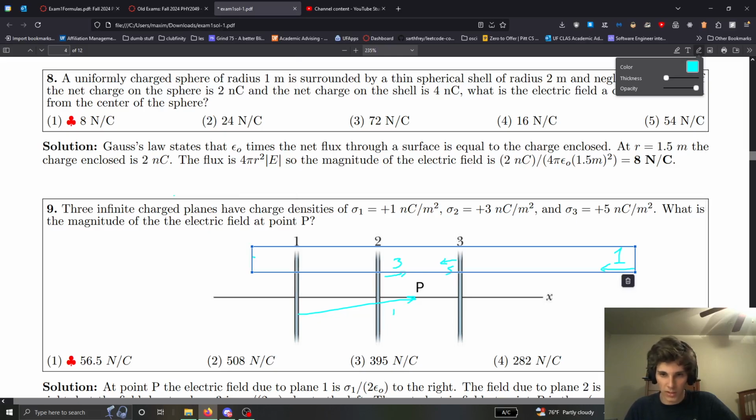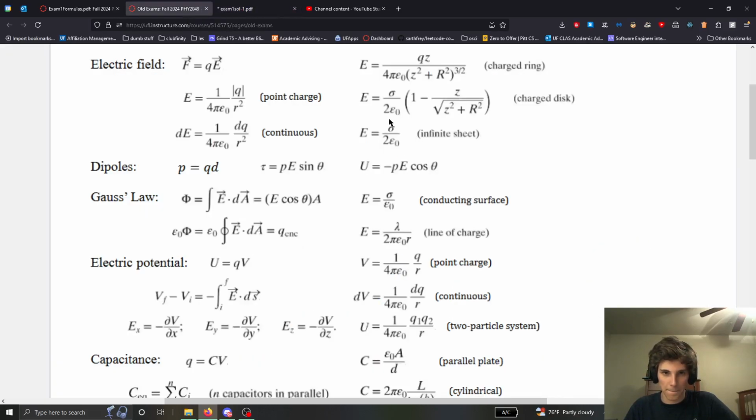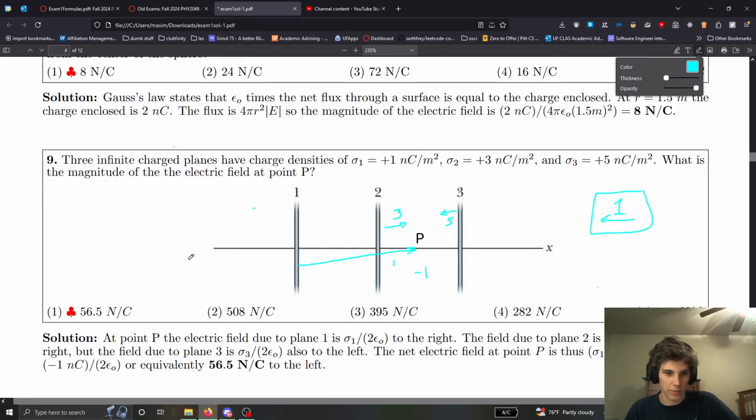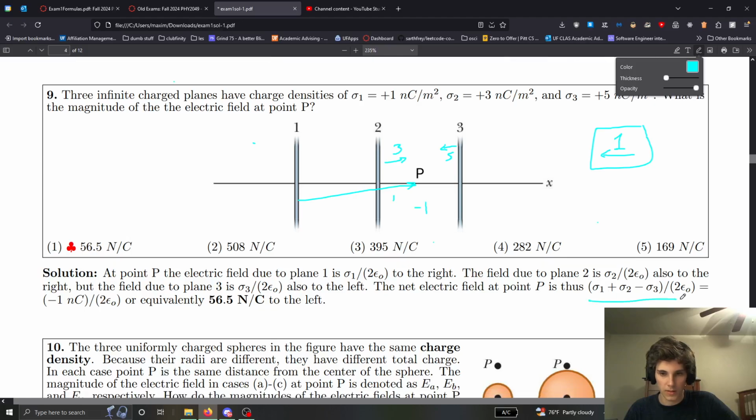So literally just this is the sigma at that region, like -1, just divided by 2 divided by 8.85. That'll give you what you need here. Yeah, that's all it is.